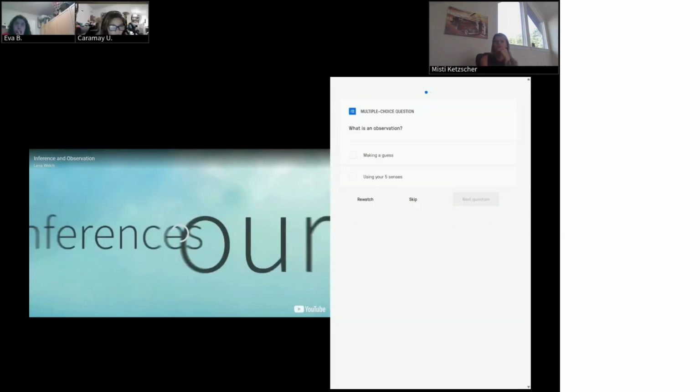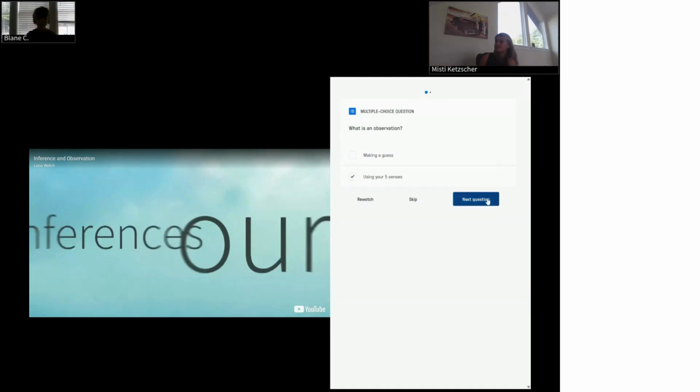All right, so this is going to be sort of your success criteria, learning intention coming into play, and an exit ticket to review your learning. An observation, guys, is that making a guess or using your 5 senses? Blaine. Using your 5 senses. You got it. Using your 5 senses, yes. All right, can 2 people have the same observations? Yes or no? Can you have the same observation, Carabay? Yes, you can. You absolutely can.